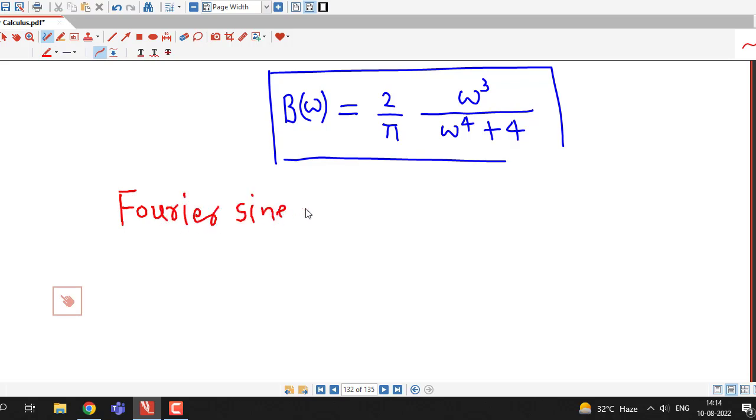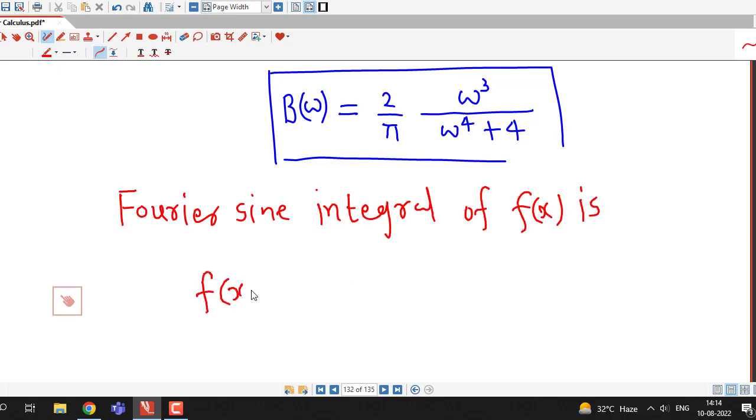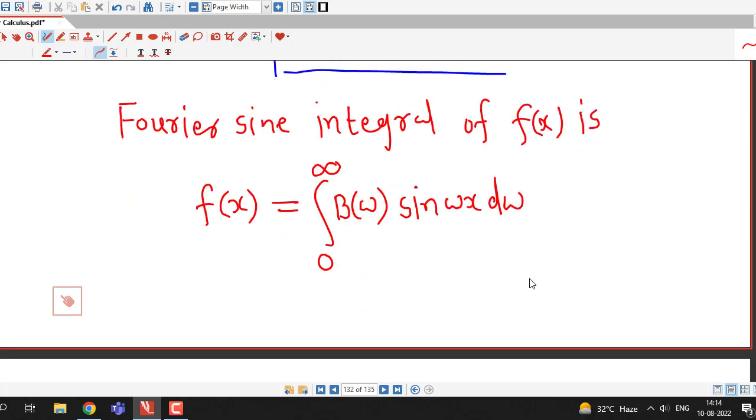Now Fourier sine integral of fx is, our function fx is e raised to minus x cos x. It is continuous everywhere, so we can directly write equality. Fx is equal to the integral from 0 to infinity of b omega sine omega x d omega, where we write our function, it is e raised to minus x into cos x.